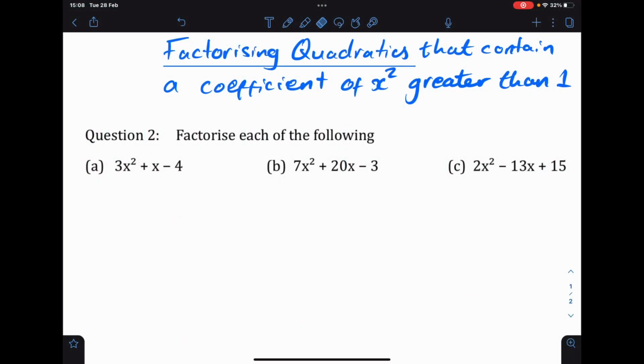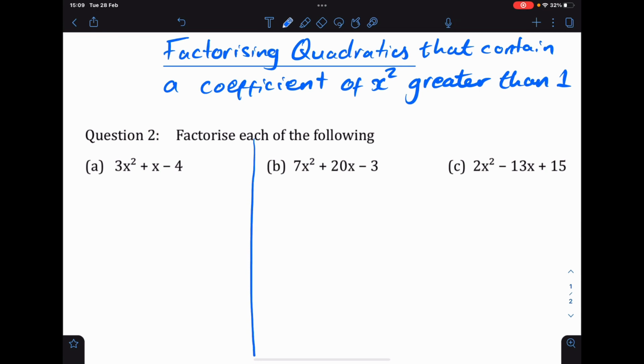Hello everyone, this video will be on factorizing quadratics that have a coefficient greater than 1. So this is factorizing quadratics part 2. Be sure to check out factorizing quadratics part 1. Okay, so let's get started.